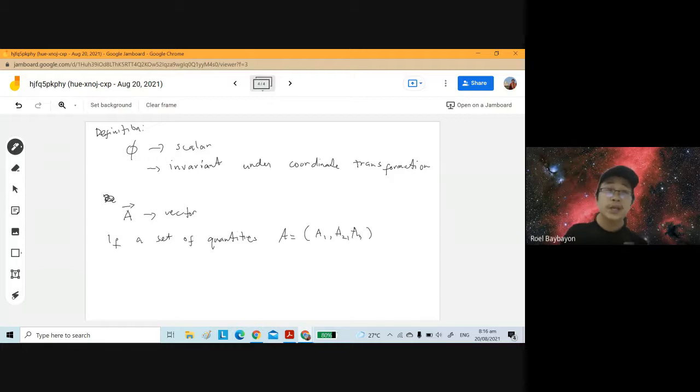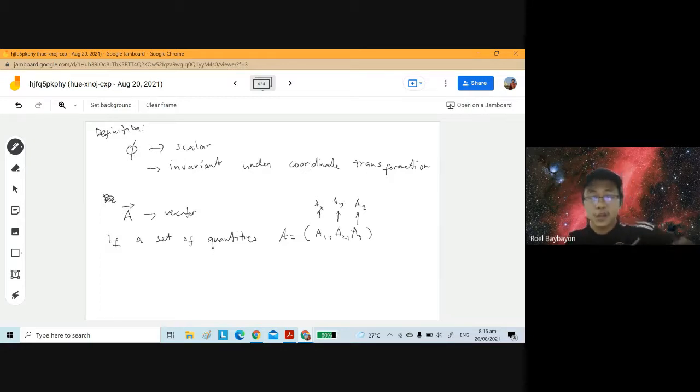It's because later, it will be easy to form into a summation notation. Okay? But take note, if you recall in Physics 41, A1 is AX, A2 is AY, and A3 is AZ. Okay, so take note of that. So this is a set of quantities, and this quantity we call a vector.